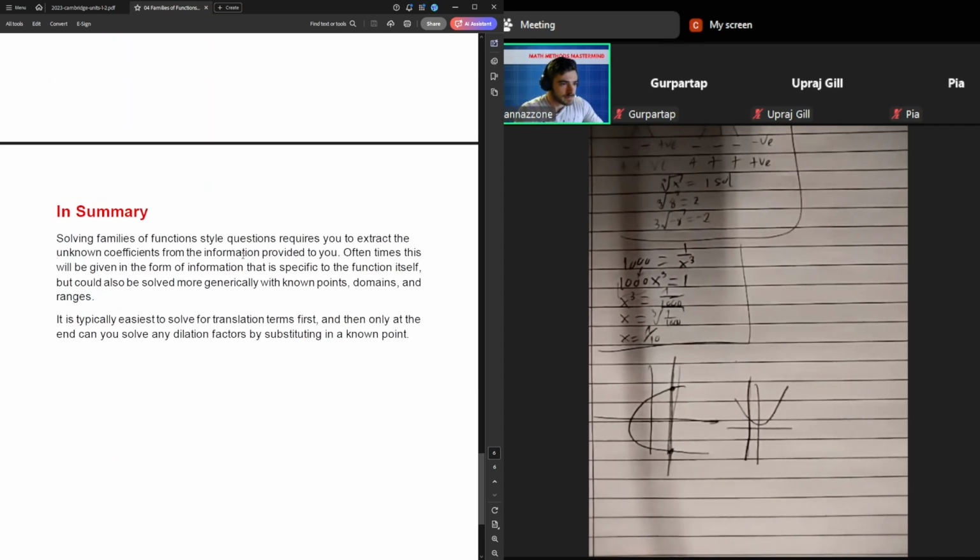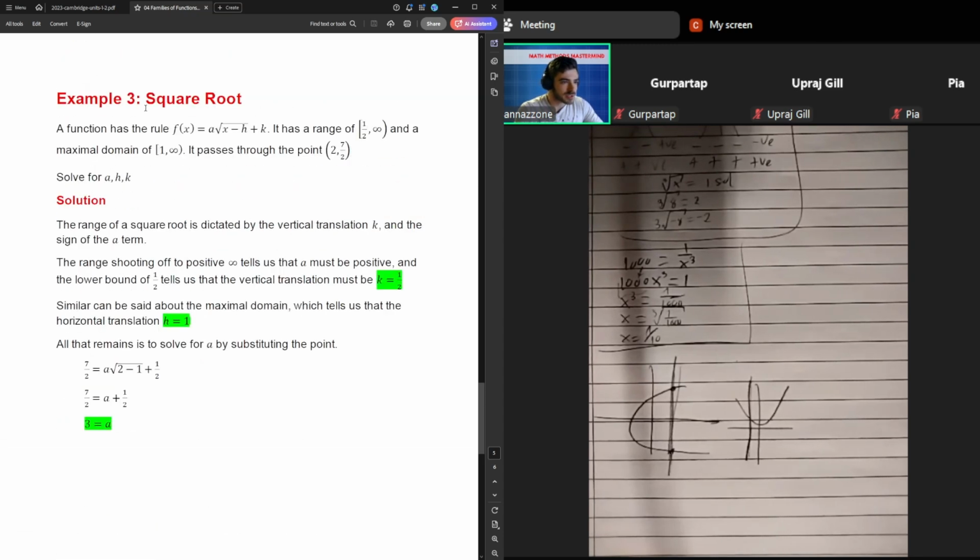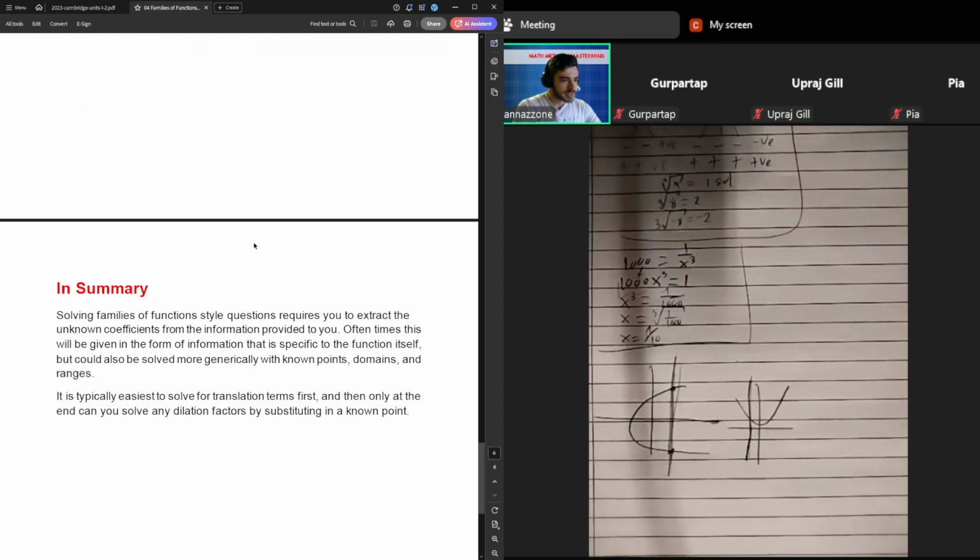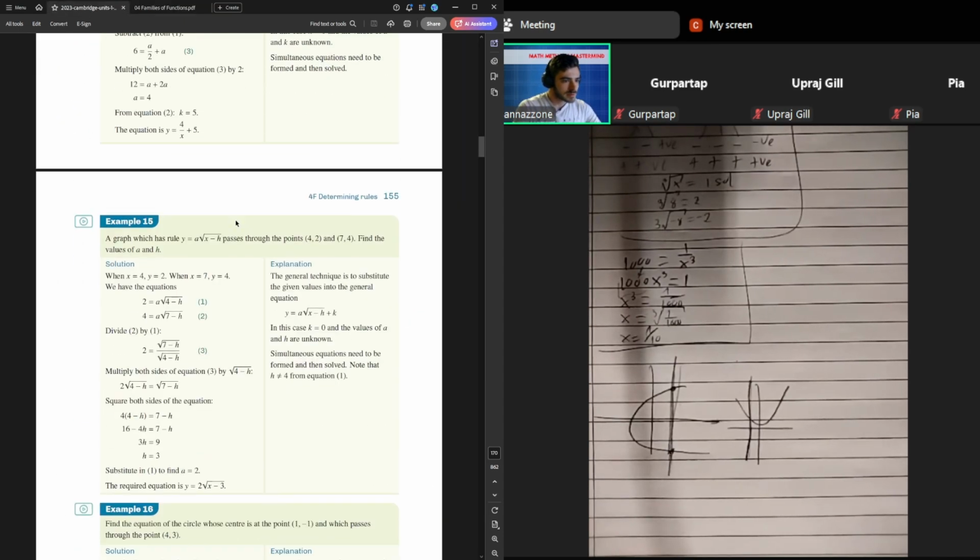That's the gist of it, really. So all families of function style questions are going to look something like this. They're going to have some generic function. They're going to give you some information, and it's your goal to match up the information with the particularities of that function. Shall I clarify anything before we go into some questions?